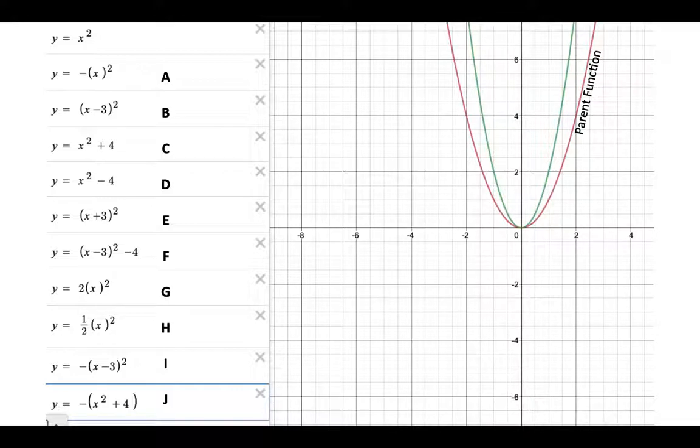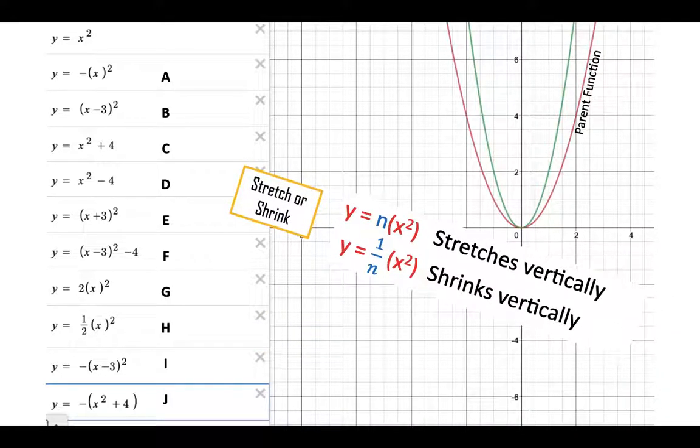So let's look at this. The parent function is in red. So this parent function is narrower. It's been stretched. So when a parent function stretches, then it follows the pattern y equals some whole number value times the function, in this case, x squared. So if you look at the list over on the side, the answer to that is going to be g.